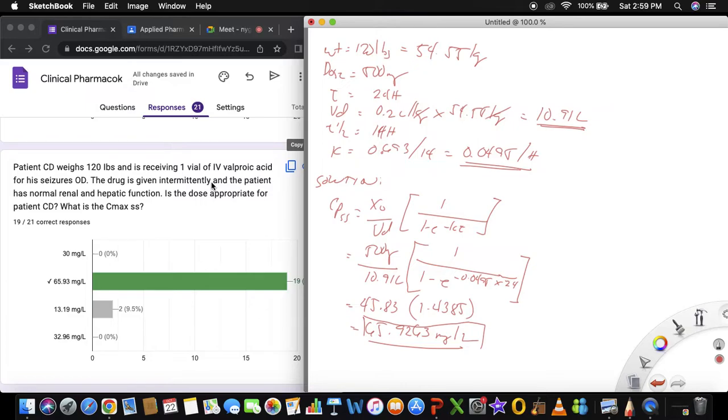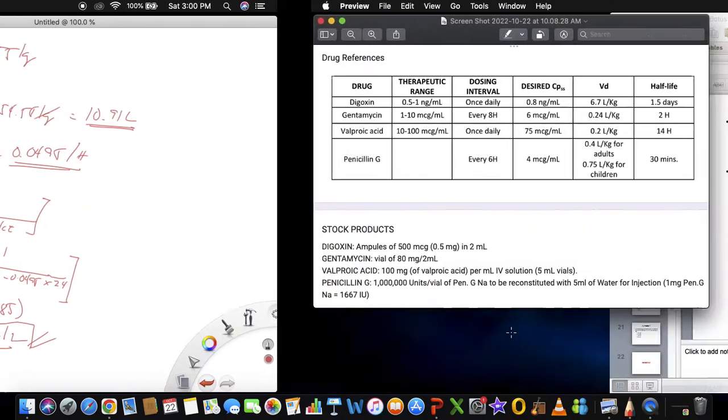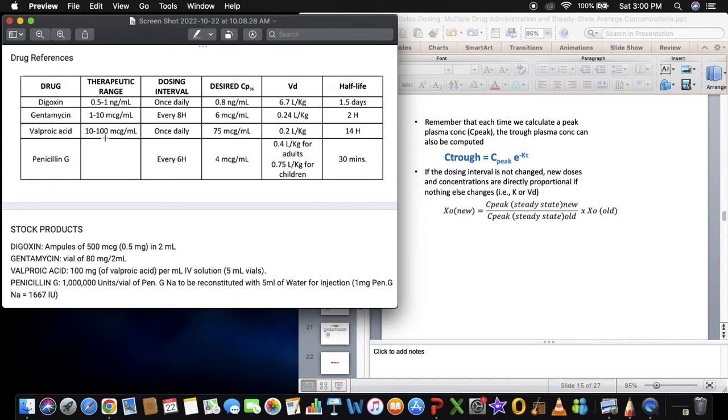Okay? Sa tingin niya, itong value na to. Okay? So I think class, it's a no-brainer to see that 65 is between 10 and 100, right? Okay. So dahil class within the therapeutic range na siya, hindi mo na kailangan i-adjust pa yung dose.